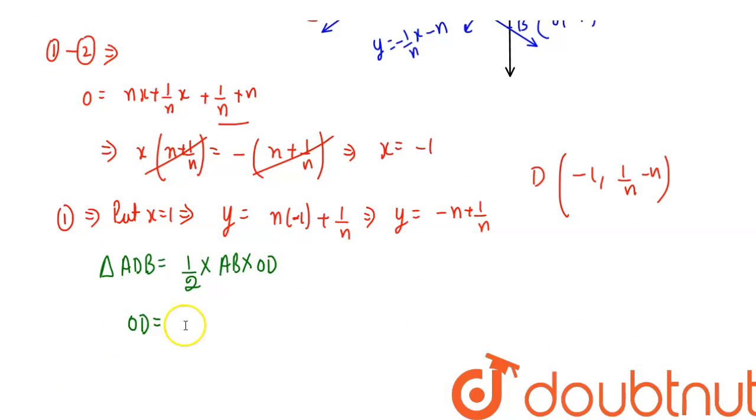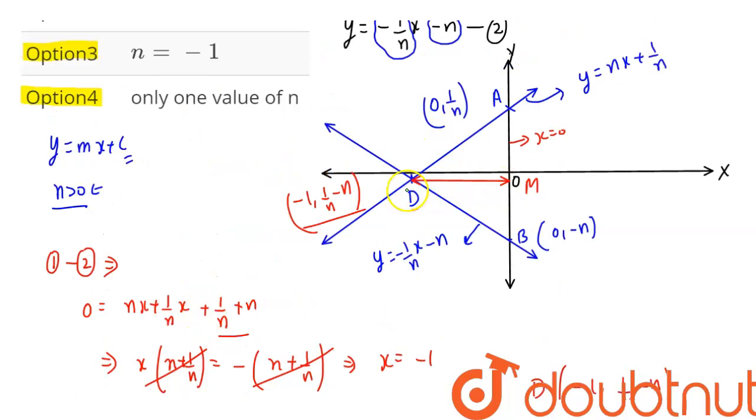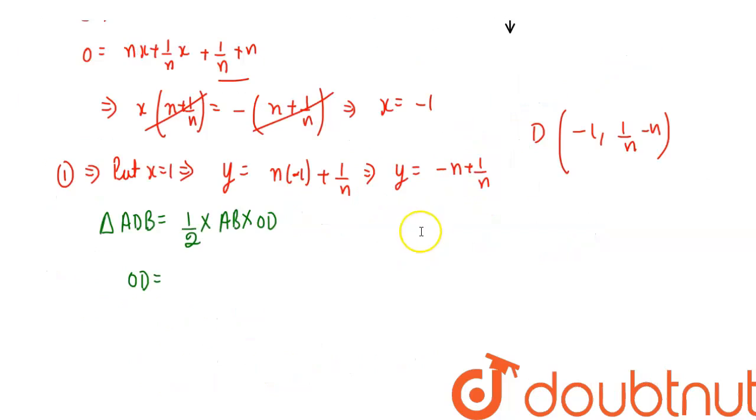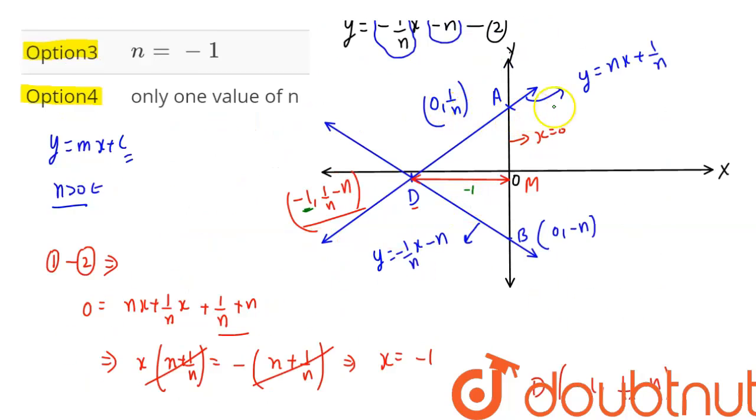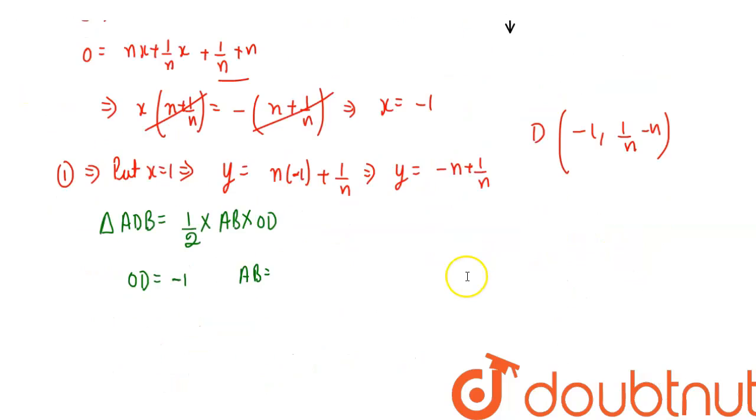If we see this graph, then for the OD, we have the x coordinate as minus 1. So here we have this distance OD as minus 1 from the coordinates of the point D, and similarly we are going to find the AB. Here we have the point A as 1 by n, and the y coordinate of the point B is minus n. So the AB distance would be 1 by n minus of minus n under the modulus, because we do not know whether n is positive or negative.